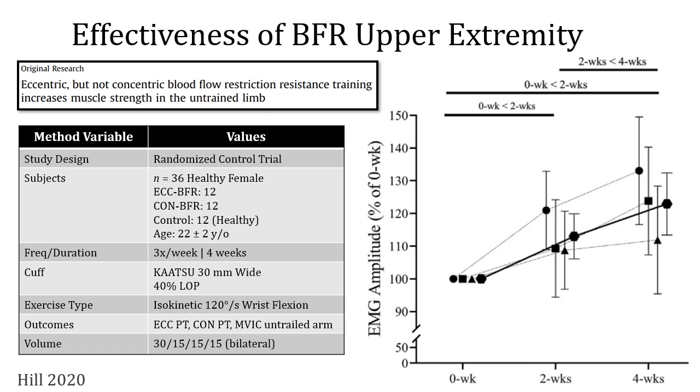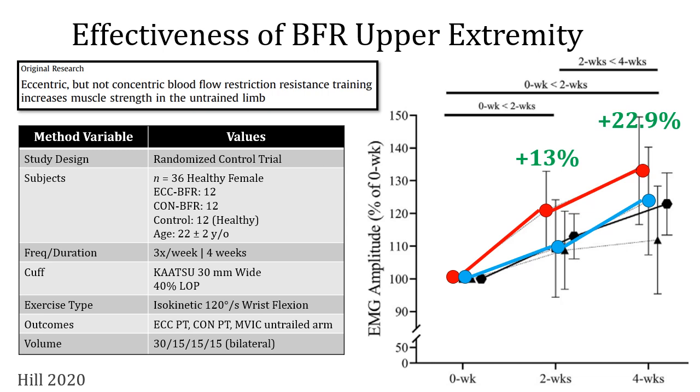So when we look at the effectiveness of BFR over the different time points, specifically when it comes to the EMG amplitude, and so this is the outcome of max volitional isometric contraction, we have the eccentric group, we have the concentric group, and then we have the controls, which is the triangles. And keep in mind this is on the contralateral limb that we're looking at, rather than the actual training limb, because the hypothesis was on the contralateral side.